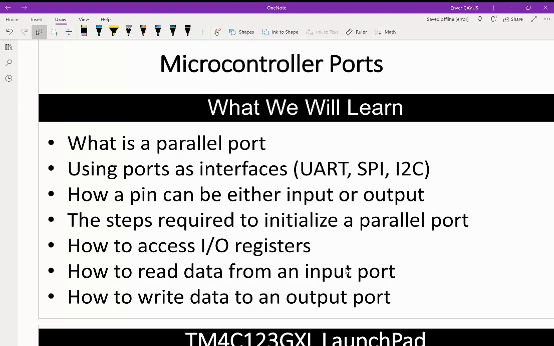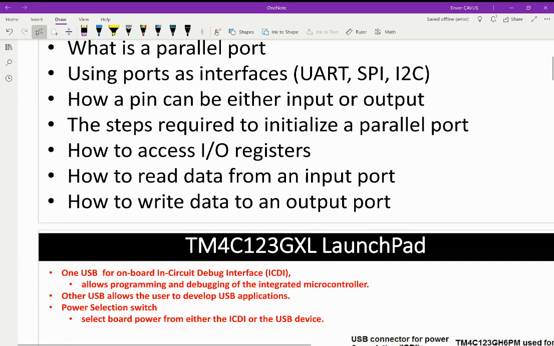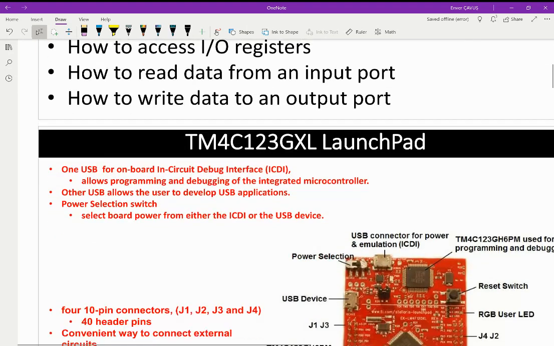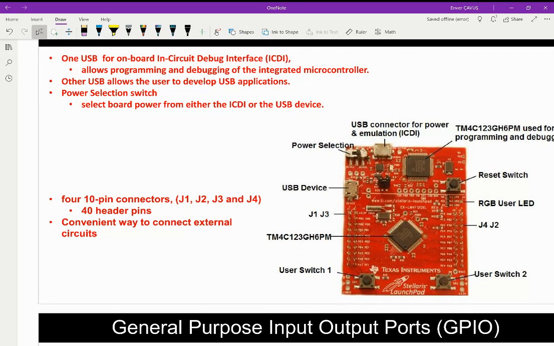We will learn about microcontroller ports. So we will first start with what is a parallel port and how we can use these ports as serial interfaces such as UART, SPI, and I2C. Then we will learn about how we can configure these pins as an input or output and how we initialize them, how to access these registers, how to read from these input pins, or how to write data to the output ports.